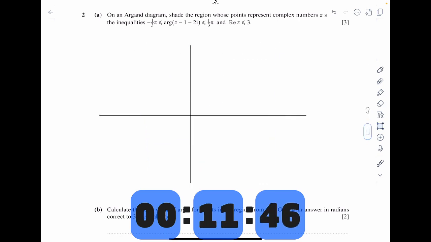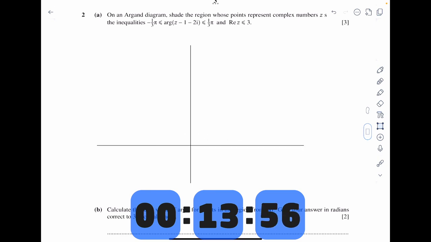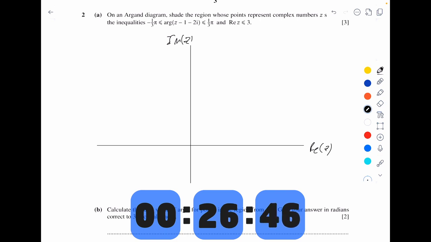Okay, draw the Argand diagram. I'll take that a little bit lower actually. Okay, got the imaginary axis over here. We've got the real axis over here. Okay, cool. Now, 1 plus 2i. So remember that this is the same thing as saying z minus 1 plus 2i, right? So we've got 1 over here, 2 over here. This is going to be our starting point.